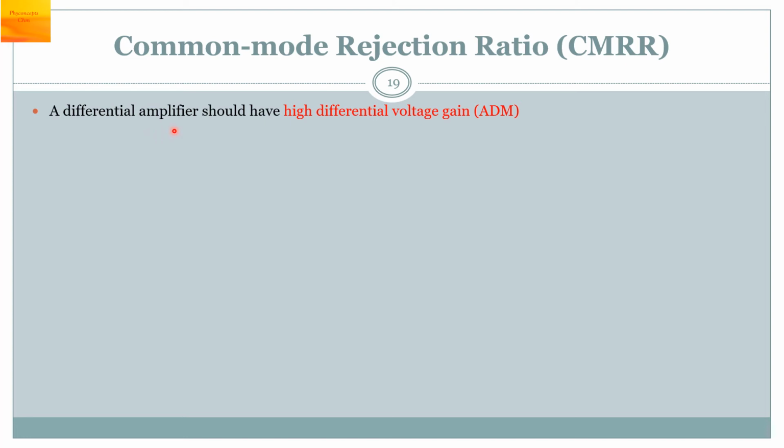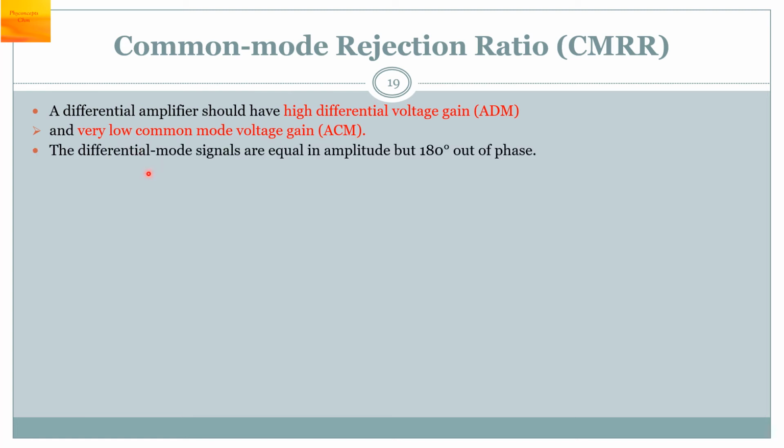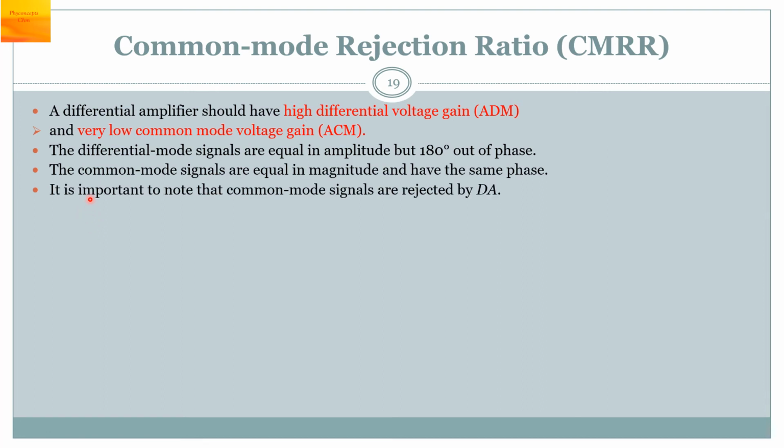A differential amplifier has two types of gain. One is the high differential voltage gain, that is A_DM, which is very high, and the common mode voltage gain, which we denote as A_CM, which is very low. The differential mode signals are equal in amplitude but 180° out of phase. The common mode signals are equal in magnitude and have the same phase. It is important to note that the common mode signals are rejected by the differential amplifier. This action is called common mode rejection.